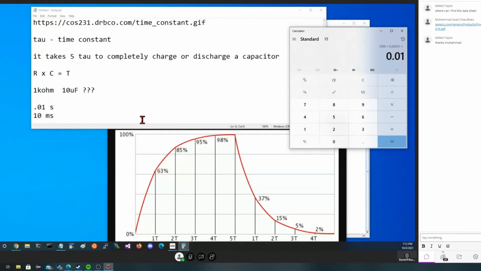Okay. If we start at 10 volts, how long will it take to discharge to 1.5 volts? Raise your hand if you know.